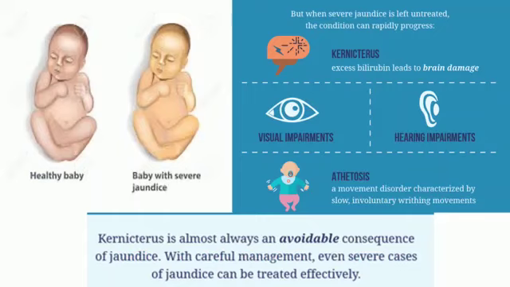See, in this picture, a healthy baby is shown, and along with it, a baby with severe jaundice is also shown. But when severe jaundice is left untreated, it can rapidly progress and start depositing in the brain, and it will ultimately damage the brain, and this is known as kernicterus. There can be some visual impairments and hearing impairments also, and there can be some movement disorders where the child becomes very slow and there are involuntary writhing movements.